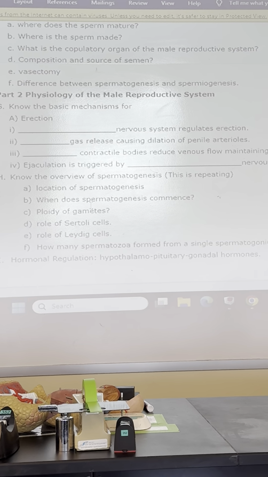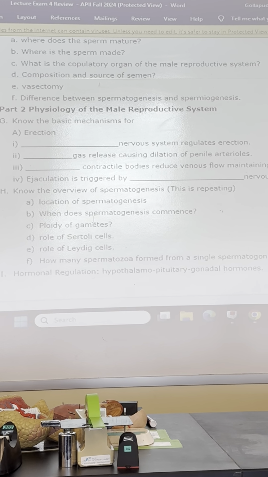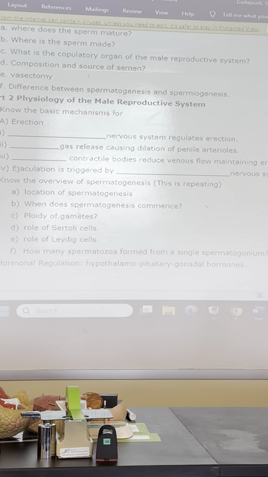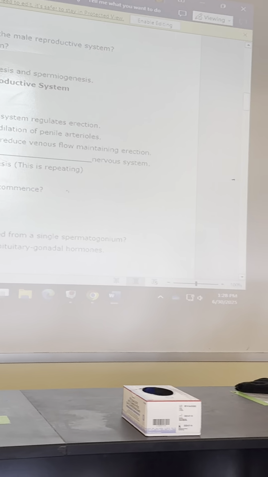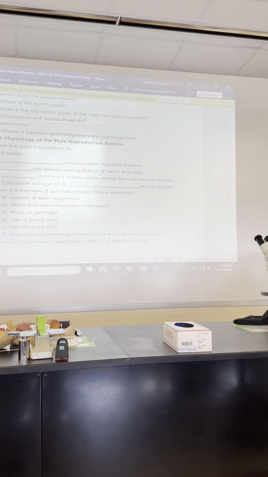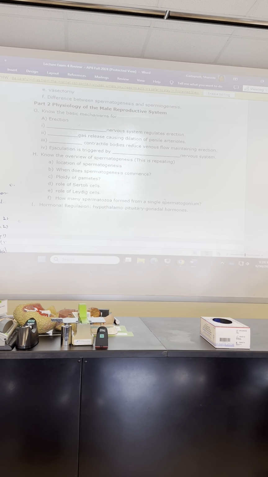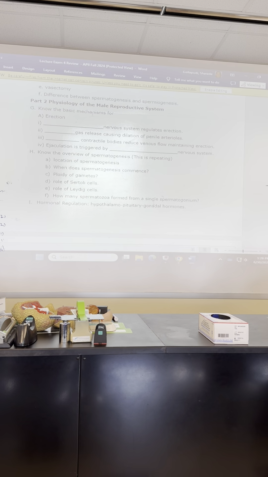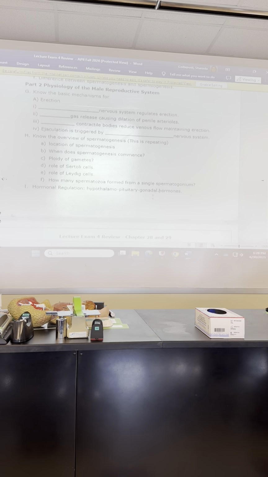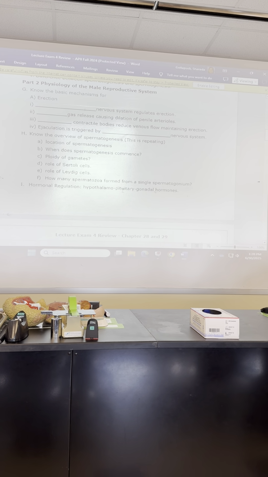They nourish the other cells, the spermatogonia, right? They are assisting in the process of spermatogenesis. They are facilitating it. Role of Leydig cells. They make testosterone. How many spermatozoa are formed from a single spermatogonium? 4. Don't forget that.